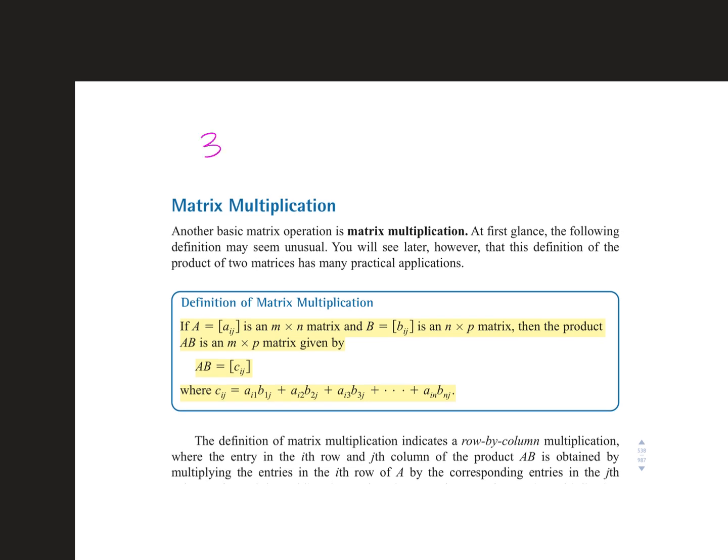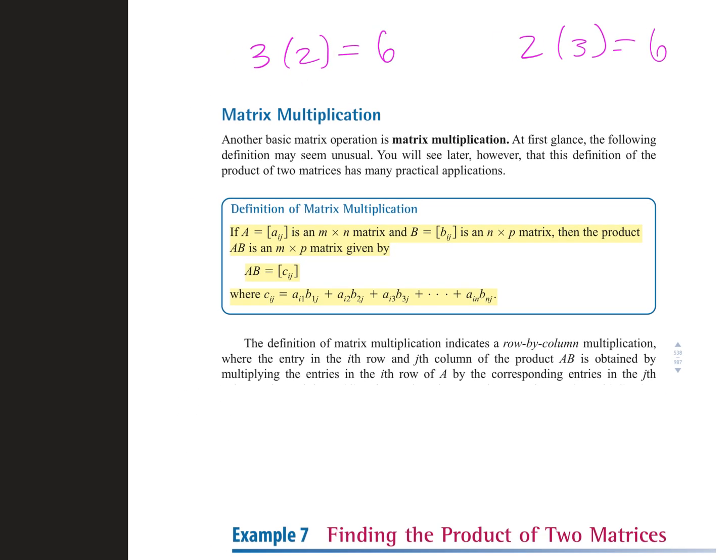If I said 3 times 2, what does that equal? 6, okay? What does 2 times 3 equal? 6, right? You can just switch the order. It's not a big deal. Doesn't work that way with matrices. If you multiply A times B, it's not the same as multiplying B times A. Doesn't work that way.